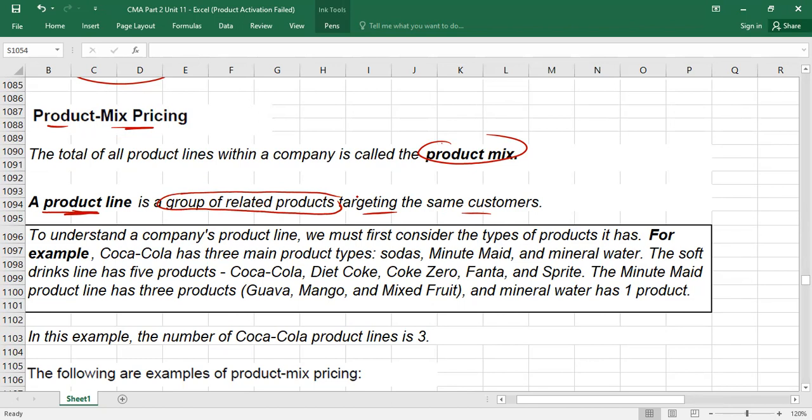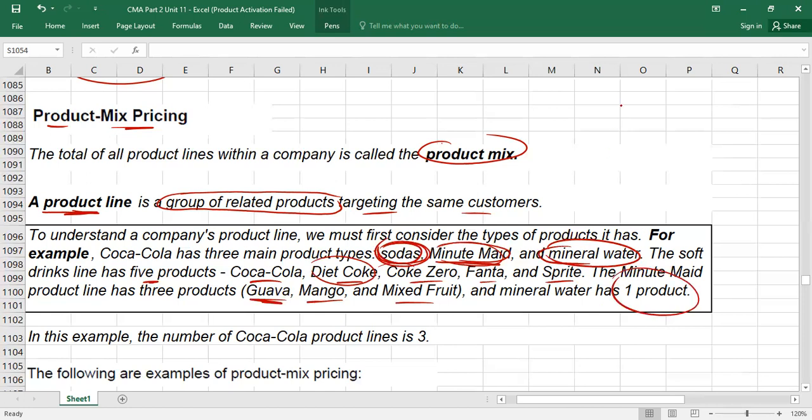For example, Coca-Cola. The Coca-Cola company has three main product lines. They have sodas, Minute Maid, and then they have mineral water. Under sodas, which we call soft drinks, they have five products like Coca-Cola, Diet Coke, Coke Zero, Fanta, and Sprite. So under soda, this is the product line, and they have five products inside. Under Minute Maid, they have three products: guava juice, mango, and mixed fruit. And for mineral water, which is your third line, there is one product, which is mineral water.